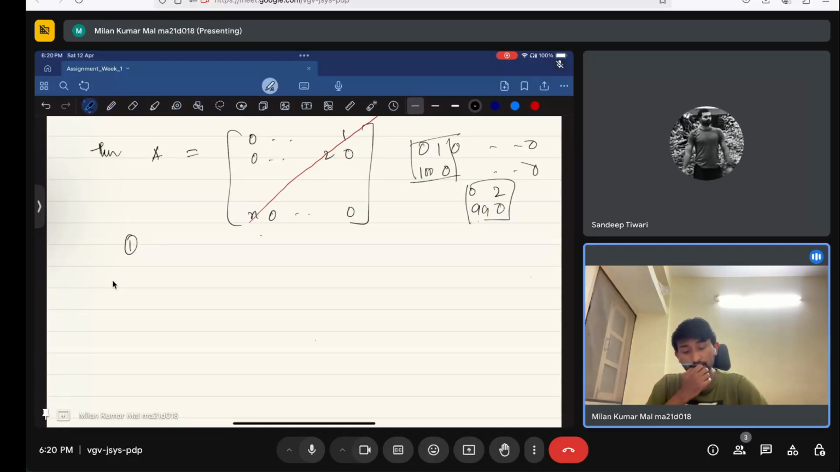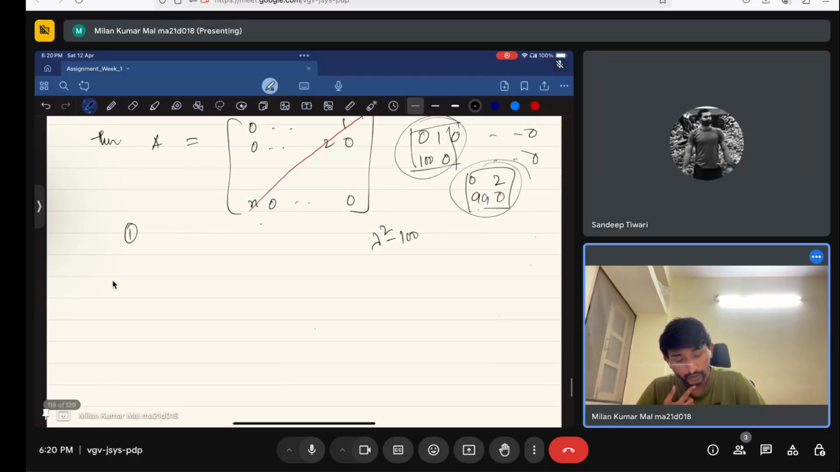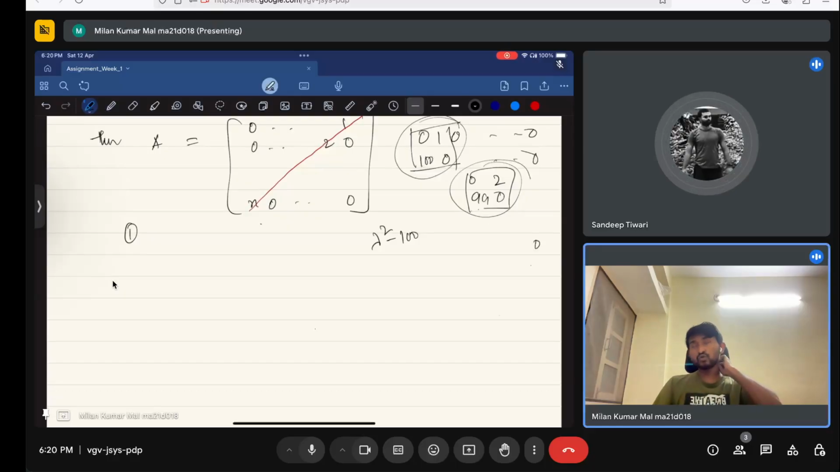So therefore, lambda square minus 100. Whatever the eigenvalue is, it will be the same as the eigenvalue of this one, because it is a block diagonal matrix. The last block will be 0, 51, 50, 0, with the entries summing to 101, something like that.